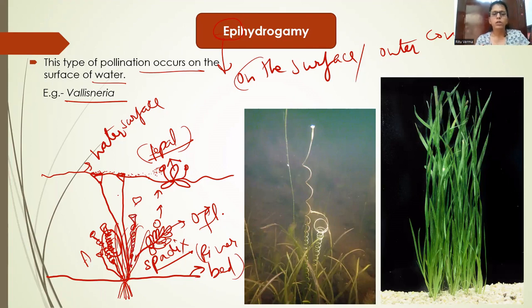So this was all about hydrophily. In the next video, we are going to discuss entomophily. That means the process of pollination in which the agents are insects.